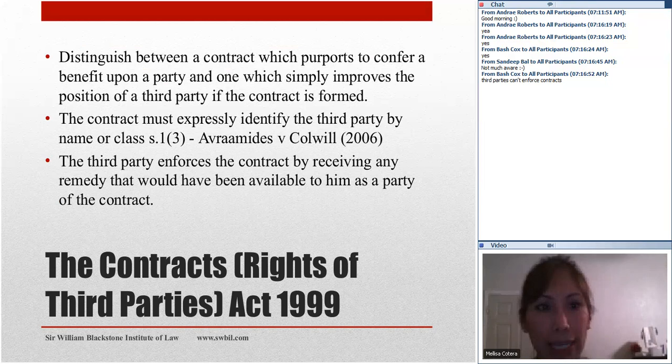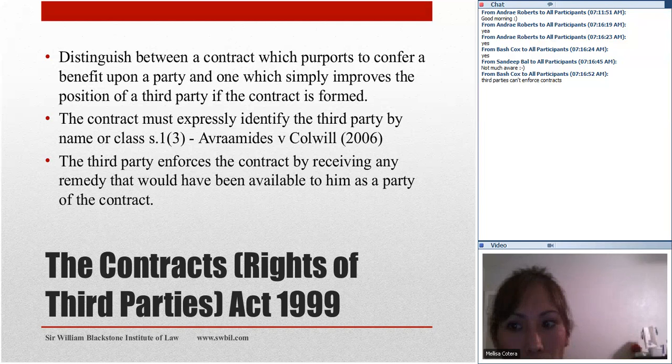Okay, it is necessary to make a distinction between a contract which purports to confer a benefit upon a third party and one which simply improves the position of a third party if the contract is performed. So only in the former case will the third party be able to rely upon the Act. So for Section 1(1)(b) of the Act to apply, it must be one of the purposes of the bargain between the parties to benefit a third party rather than an incidental effect of contractual performance. Okay, so that must be one of the intentions.